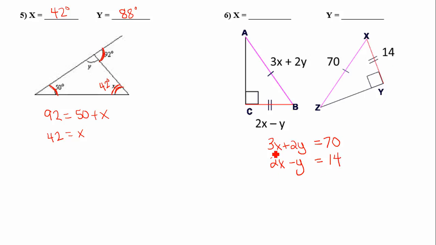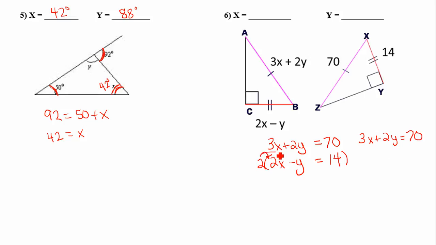Now notice we have x's and y's equal number. Remember, this is when we want to do that elimination method. So I'm going to go ahead and multiply this bottom one here by 2. Do you see why I would want to do that? Well, I'm going to leave this top one the same.